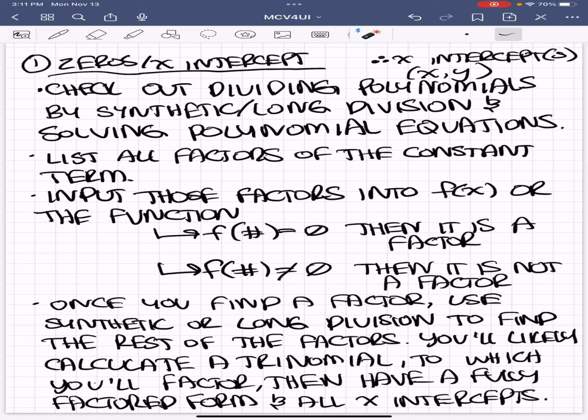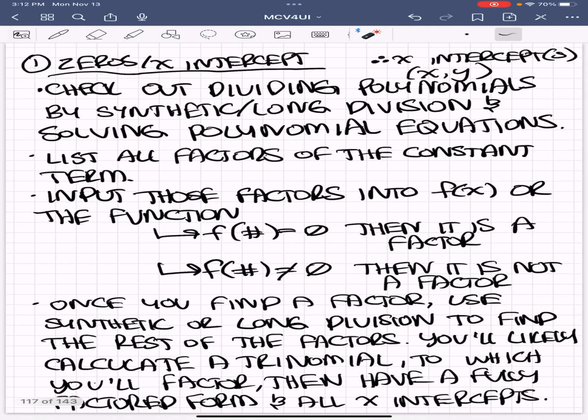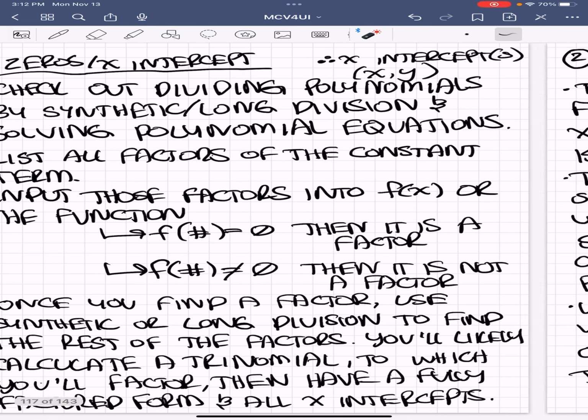You'll likely calculate a trinomial which you'll factor, then have a fully factored form of the original function, and then you'll have all x-intercepts as well. Don't forget to do a therefore statement with your x-intercepts, and you can list them with the coordinates as well.